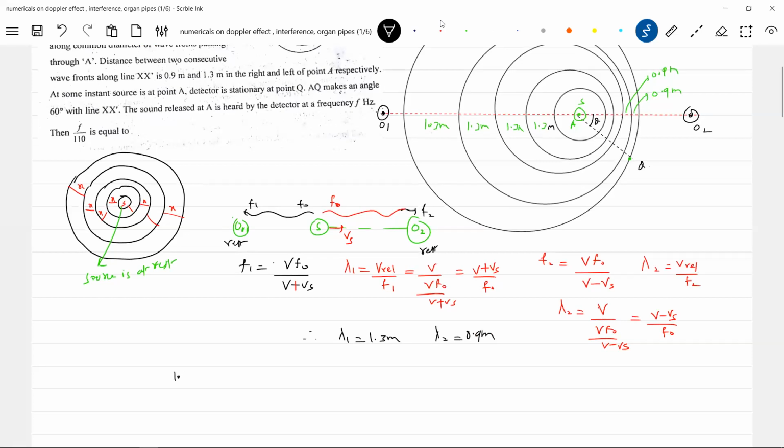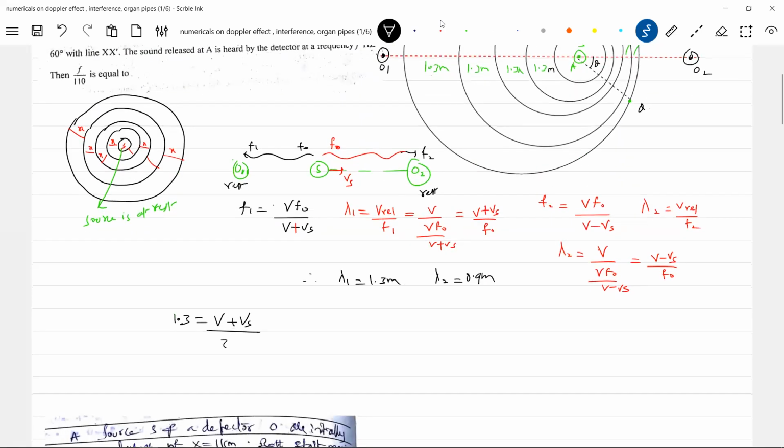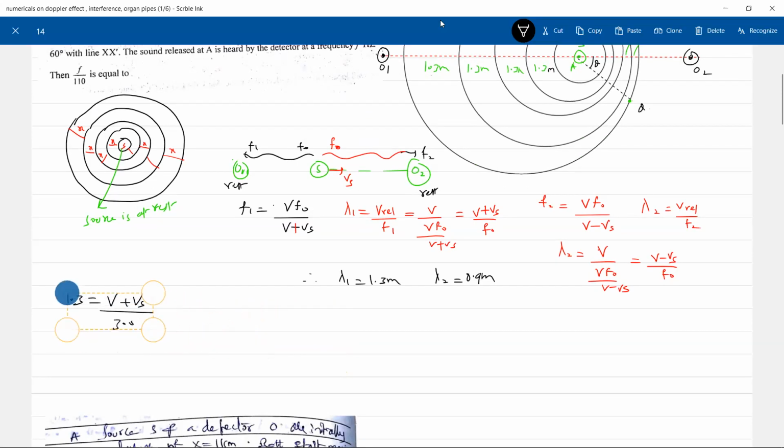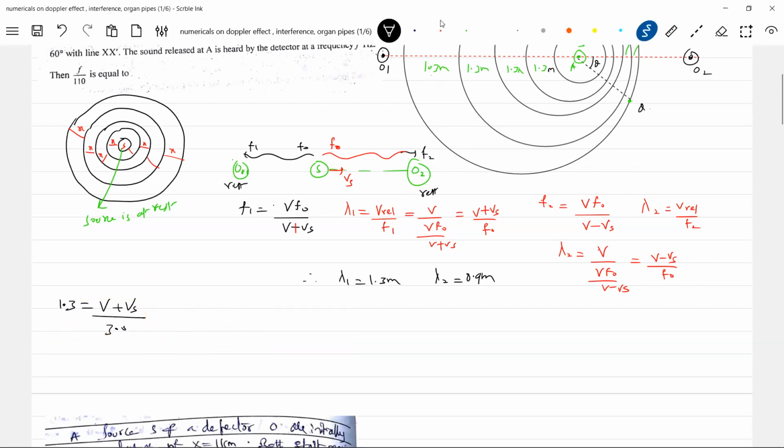So therefore this will be 1.3 times the speed of sound. V and Vs are both unknown. F naught is how much? F naught is 300. Then similarly, this will become 300 into 13, into 3, 39. So 390 equals V plus Vs. Similarly, looking at this, lambda 2 is 0.9. Solving these two equations will get V and Vs.